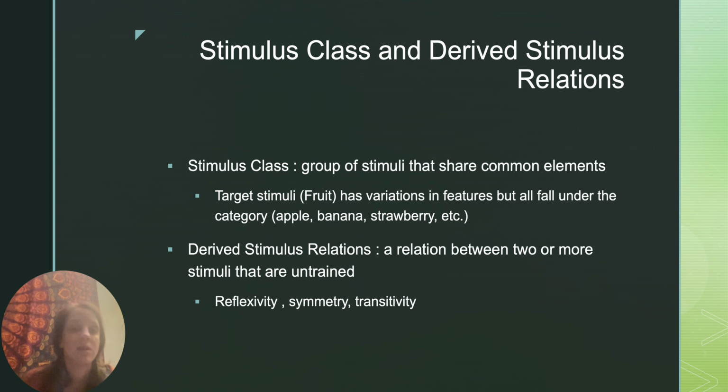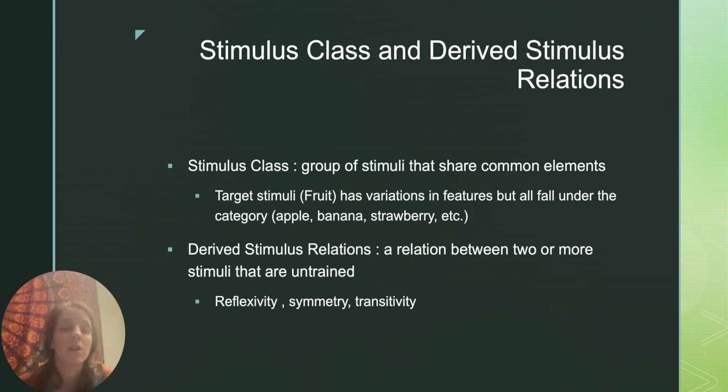So moving on to stimulus class, that is a group of stimuli that share common elements. So this example, we're talking about fruit as the target stimuli. This has many variations and features, but they all are going to fall under the same category, like apples, bananas, strawberry. We could also take this a step further. If we were talking about apples, we have yellow apples, green apples, red apples. There's a variety of features as well within that category, but they're all apples.